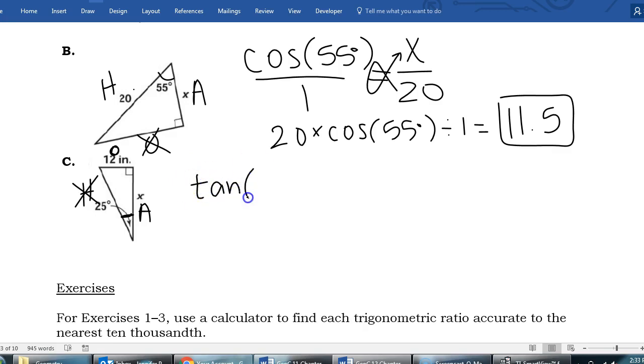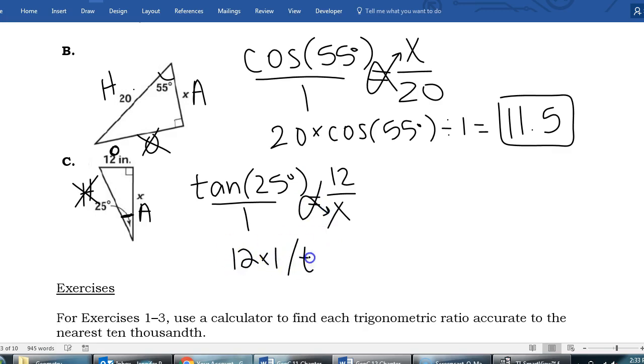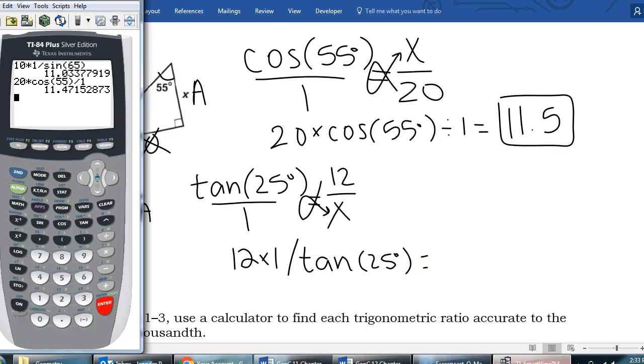We do tangent of the angle over 1, and then TOA means I put my O, my opposite, on top, and my x on bottom. And then we can cross multiply and divide. 12 times 1 is still 12, divided by the tangent of 25. Go to my calculator, and I have 12 times 1 divided by the tangent of 25, and that brings me to 25.7.